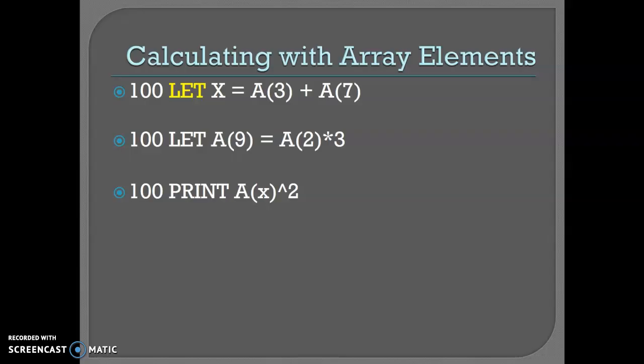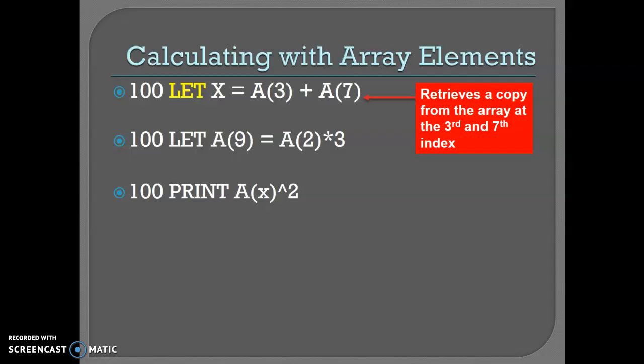I can calculate with elements of the array in the same way that I used variables in my math structures. I can use a reference to an array doing the exact same thing. So in that first example, it is going to retrieve a copy of whatever is stored in mailbox address 3 of array A and mailbox address 7 of array A, and it's going to add them together. It's going to retrieve a copy, add them together, and assign it to the variable mailbox called X. Okay, X is not an array because there are no parentheses and there isn't an indicated address.